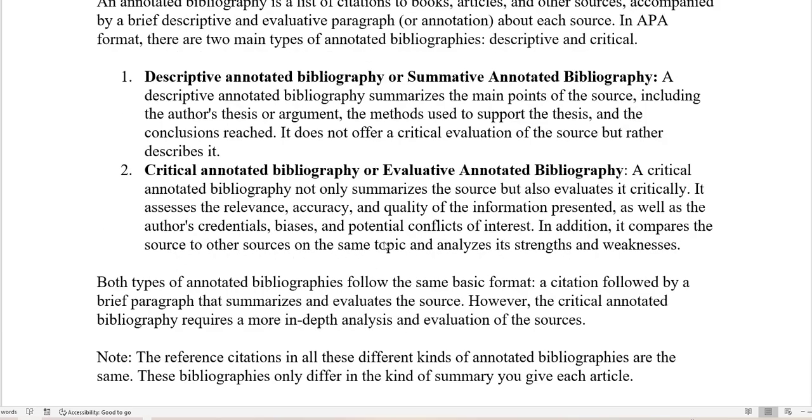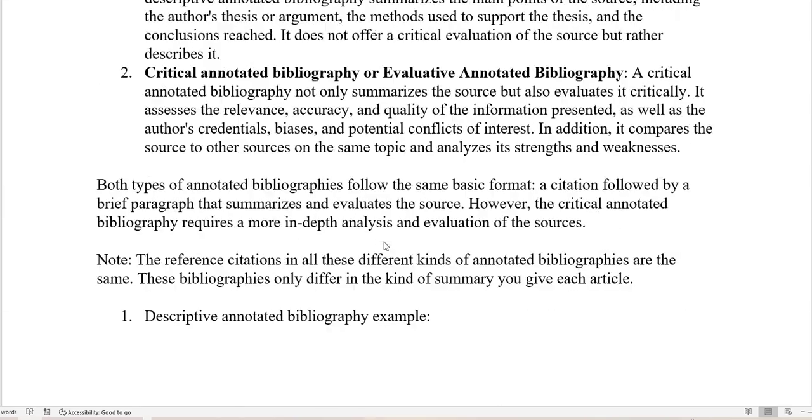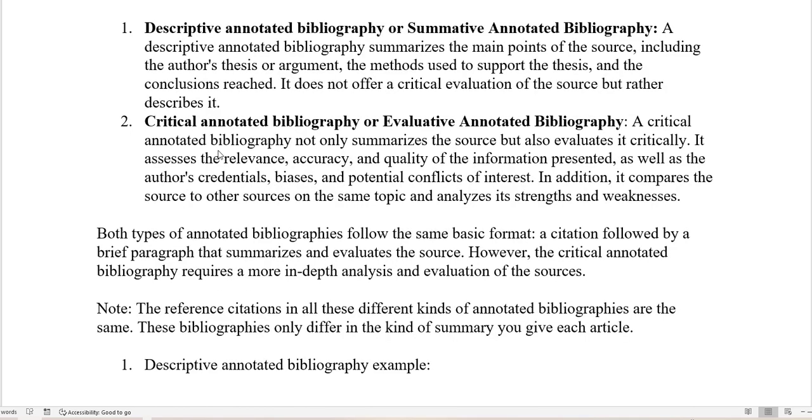So even though they have several different kinds of bibliographies, the one that you'll be most doing for this class anyway is descriptive annotated bibliography, or summative. In other words, you're just going to make a summary of whatever you read. But if you want to, be my guest and try your hand at evaluative annotated bibliography. I'm not going to stop you. So it's good for you if you try to evaluate it or you combine the two together.